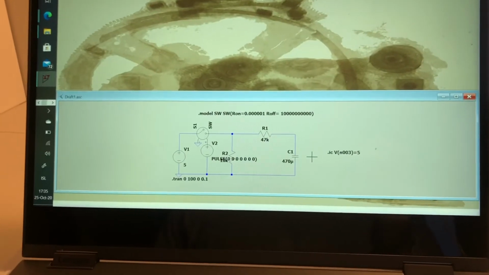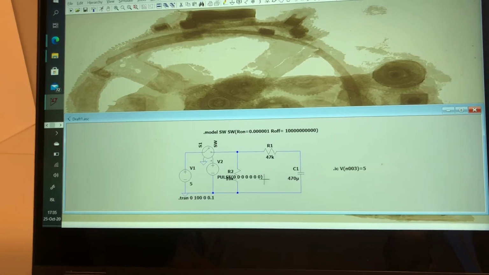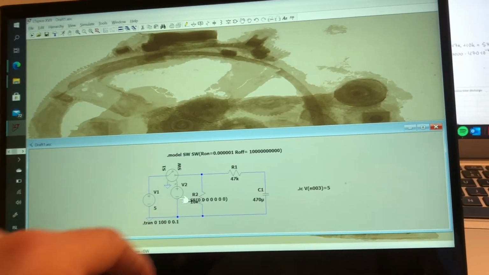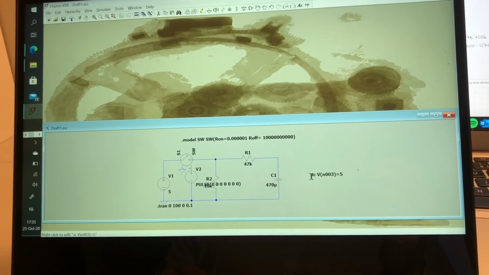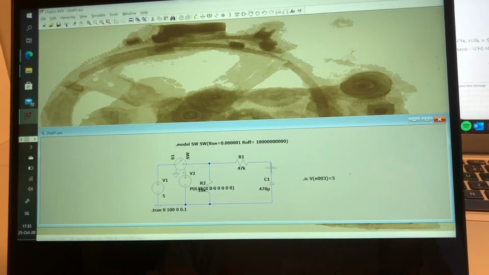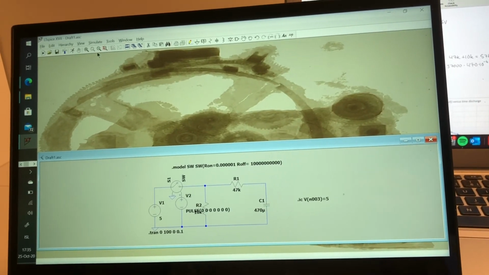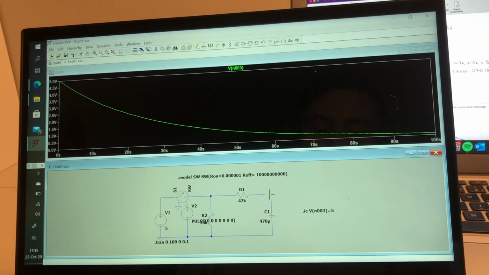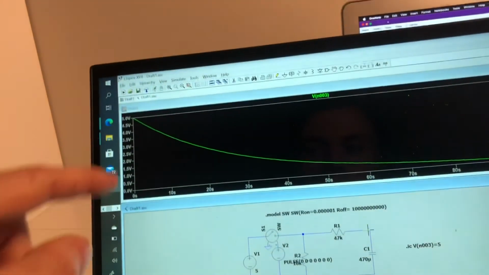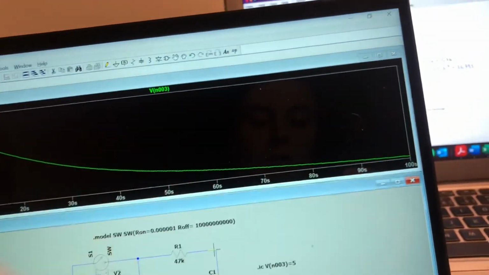Alright, so here is our circuit for the discharging process. The only thing that has changed is the pulse here on this voltage source is 0 everywhere, and we also put an initial condition for this voltage across here, the capacitor. So let's simulate, and we're going to choose this node here, and as we can see, the initial voltage is 5 volts and it decreases exponentially until it's almost 0 here at 100 seconds.